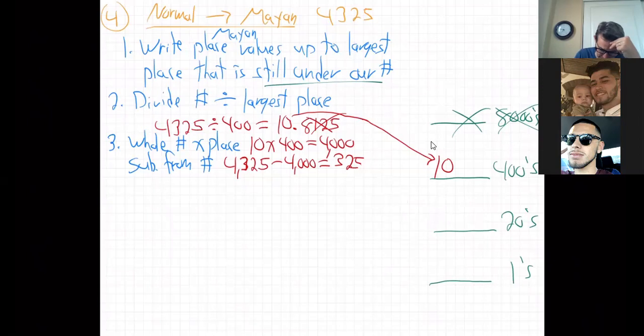325 is what is left. 325 is what is left to go, right? Because we've represented 10 400s. 10 times 400 is 4,000. That means 4,000, doesn't it? 10 in the 400s place, 10 400s is 4,000. And so that means we have 325 left to go to represent our entire number.